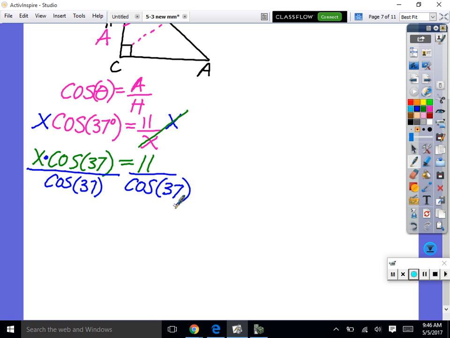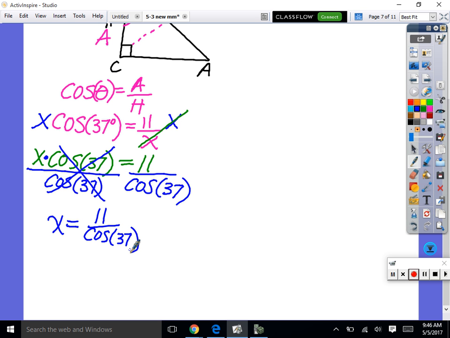Now look what happens. Those divide out, so we have x equals, and on this side we have 11 over cosine of 37. Now I need to be very clear. We did not take an inverse because we did not need to find an angle. Everybody see how it's just simply cosine? We didn't undo cosine and have a floating 37 degrees. In the other one, we were solving for theta, so we had to undo cosine.